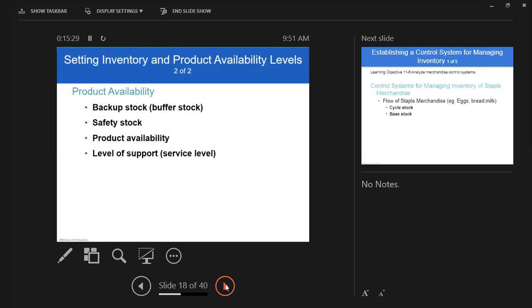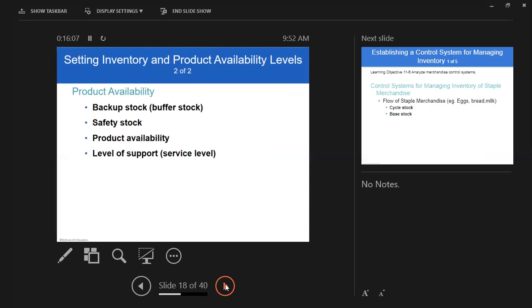So there is backup stock, safety stock, product availability, and level of support. When it comes to the buffer stock, you have to make sure that you have the backup stock available in your store. And then safety stock, maybe you can have less than 5, just in case more customers are buying, then you can have more stock. And then the product availability: if the product is being advertised as available in this particular store, you have to make sure that the product is there.